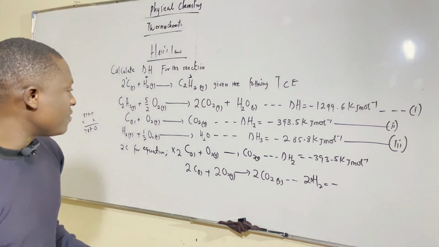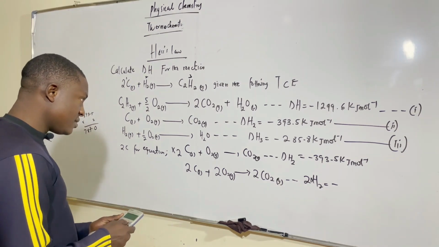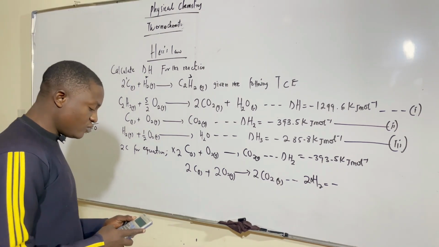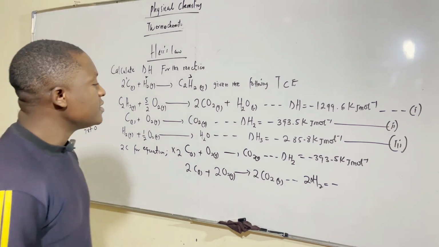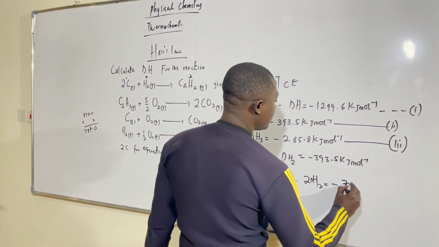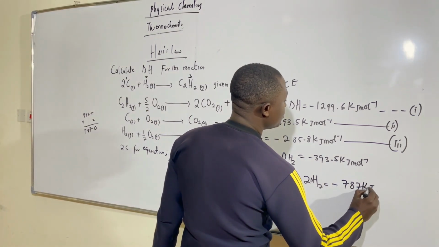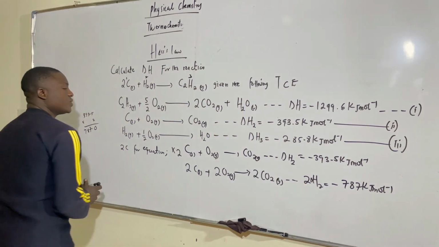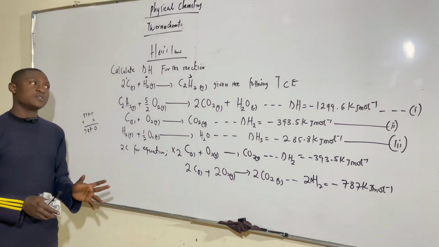So let me confirm the result again. 393.5 multiplied by 2, we have minus 787. We have minus 787 kilojoule per mole. Can you see that? Okay. So that means for the first one, we have got the result.